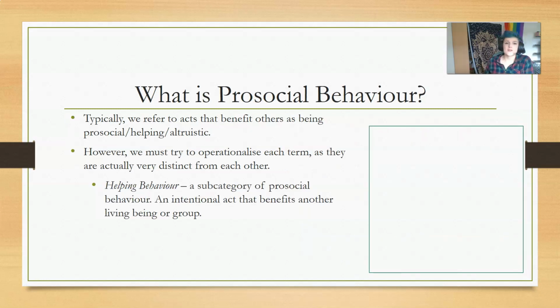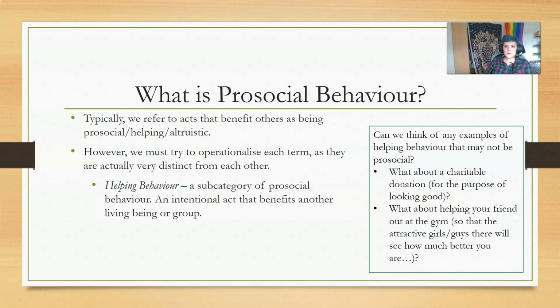Helping behaviour is a subcategory of prosocial behaviour. This is an intentional act that benefits another being or group. However, not all examples of helping behaviour might truly be prosocial. For example, a charitable donation for the purpose of looking good might not actually be prosocial at its core, because the intention wasn't to help, it was to make yourself look good. And it's the same if you're helping out your friend at the gym, so that the attractive girls or guys there might see how much better you are, and therefore be more attracted to you. Again, you're helping technically, but it's not necessarily prosocial behaviour.